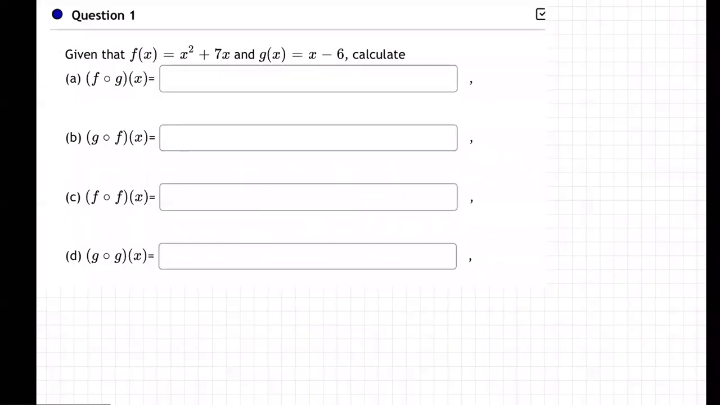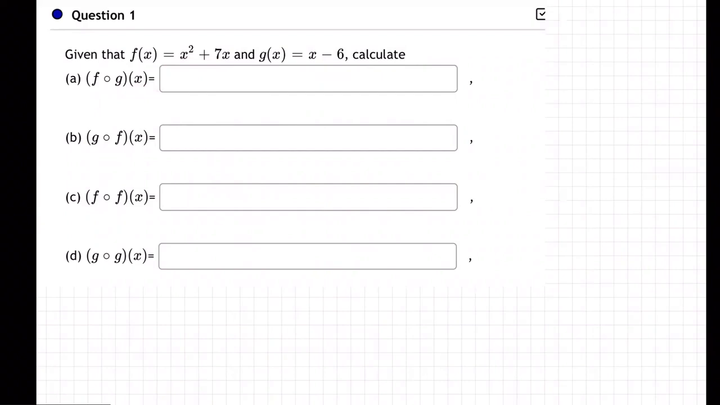Okay, so on this question, they're giving us a function, f of x equals x squared plus 7x. And they're giving us another function, g of x is equal to x minus 6. And then they're writing this weird looking thing, f, little circle, g. What that means is plugging one function into the other. That's what that means, putting one into the other. And you plug them in the order in which they're written.